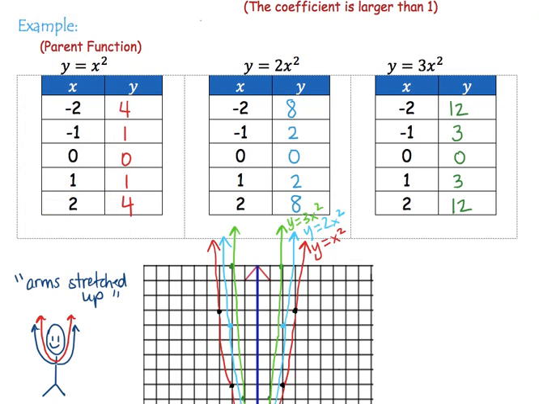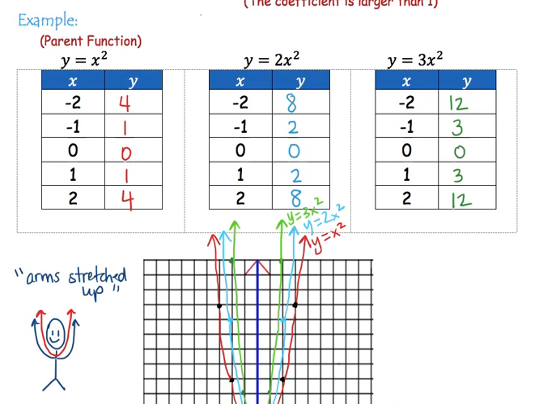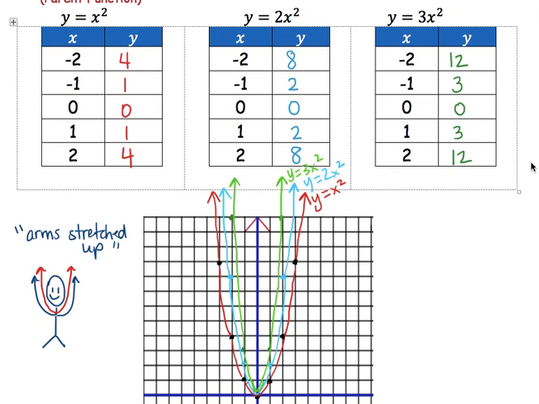compared to the original graph, y equals x squared here, we're going to compare and describe what happened now with y equals 2x squared. So put it over here. So y equals 2x squared. The way you would describe this transformation is that there has been a vertical stretch by a factor of 2.